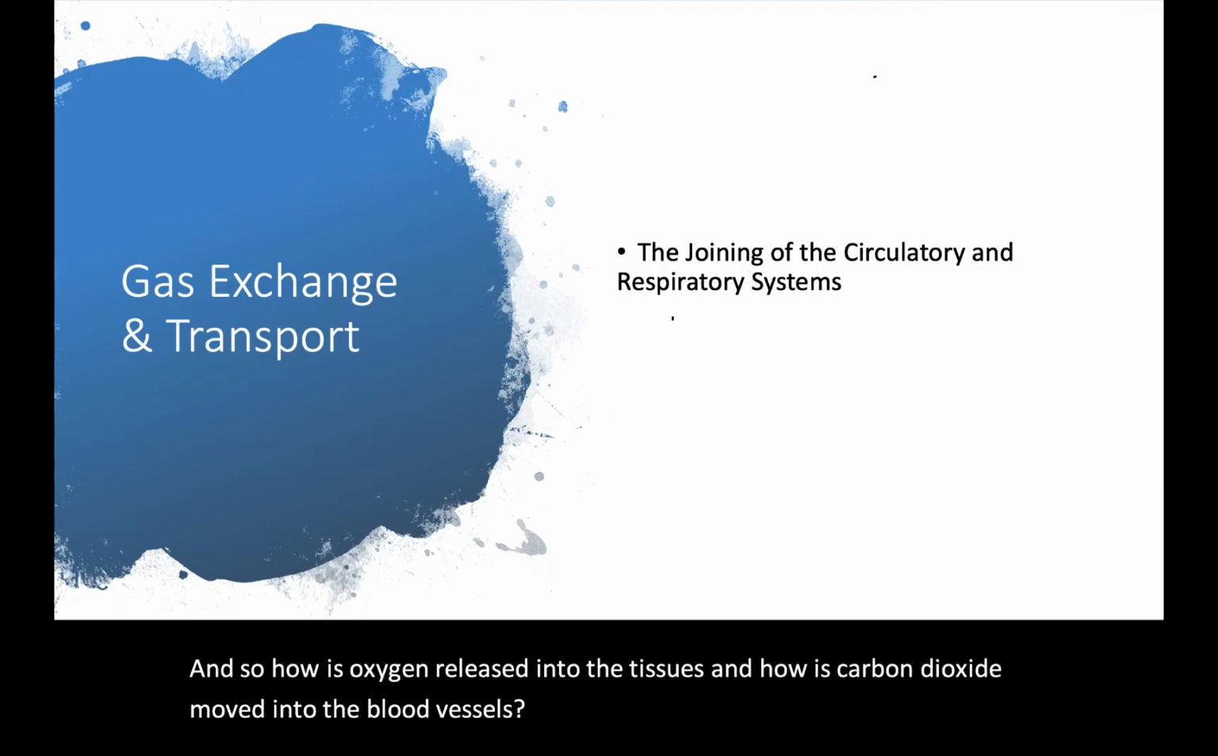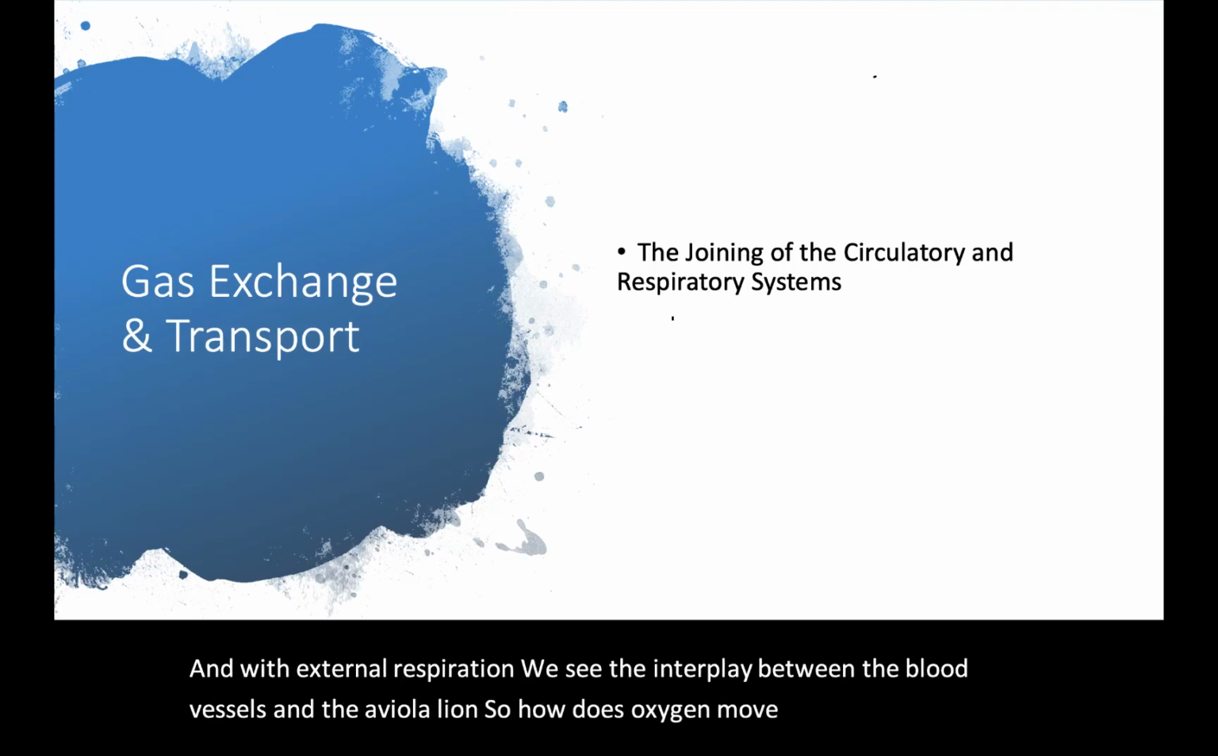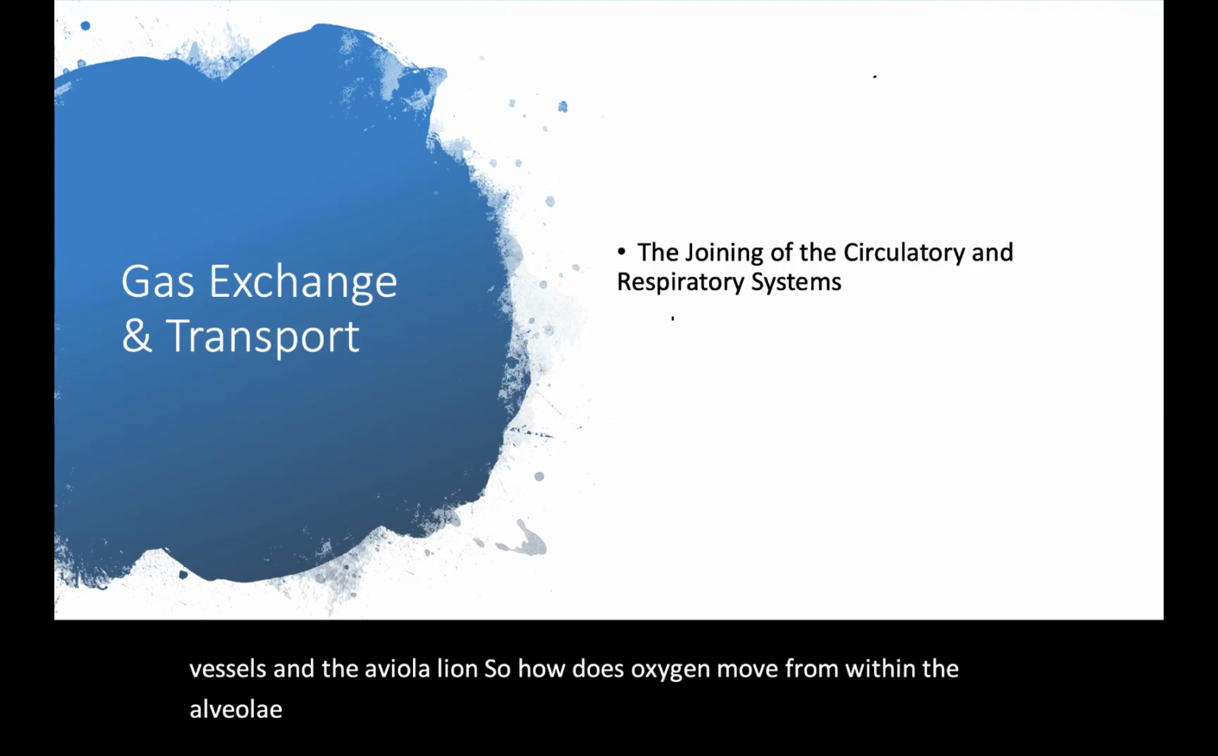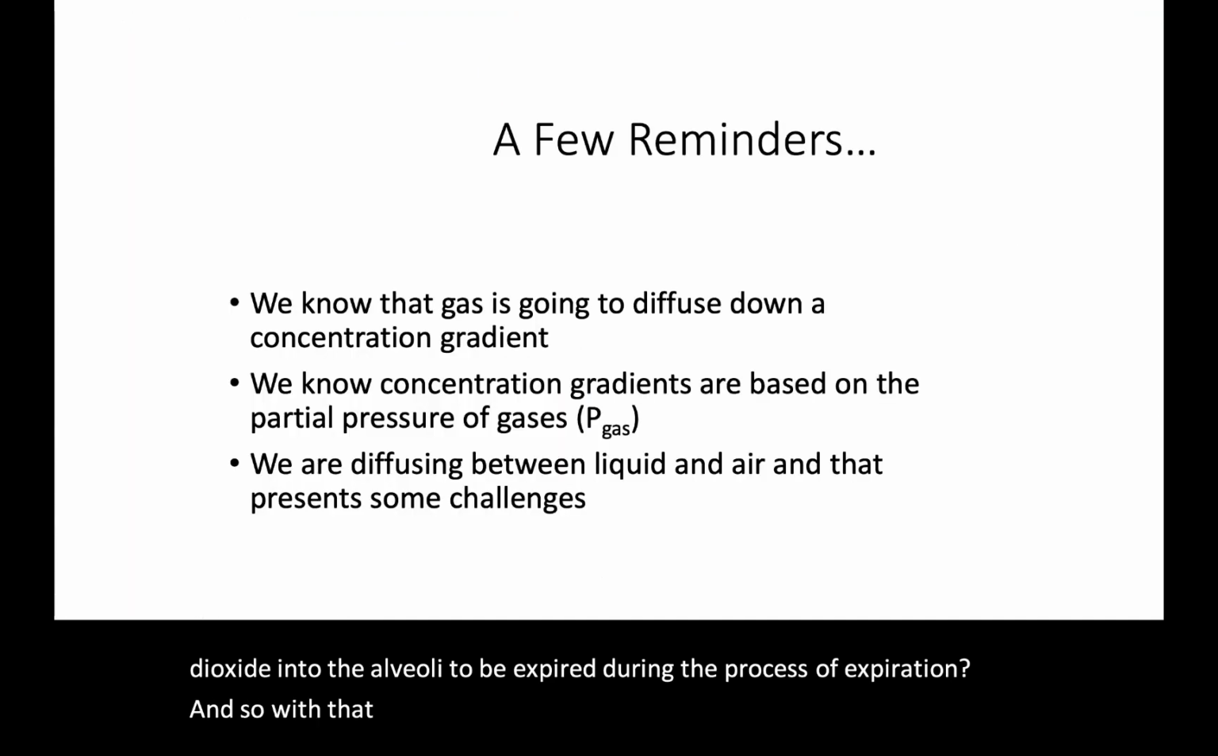And with external respiration, we see the interplay between the blood vessels and the alveoli. And so how does oxygen move from within the alveoli into the blood, and how does the blood then release carbon dioxide into the alveoli to be expired during the process of expiration? And so with that, let's go ahead and jump in.